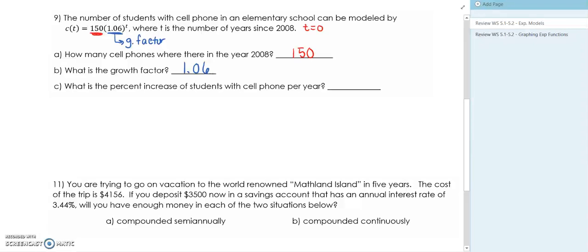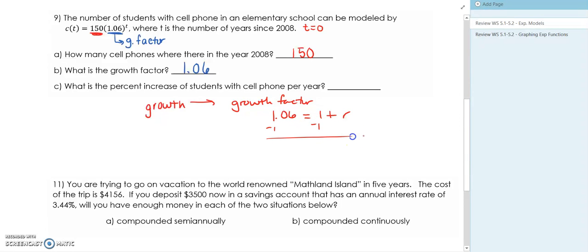I want to know what was the rate of increase. Well, when I have growth and my growth factor is 1.06, that had to come from 1 plus something, 1 plus a rate. We're going to hopefully get used to saying, well, 1 plus what gives me 1.06? It's much easier than the decay.